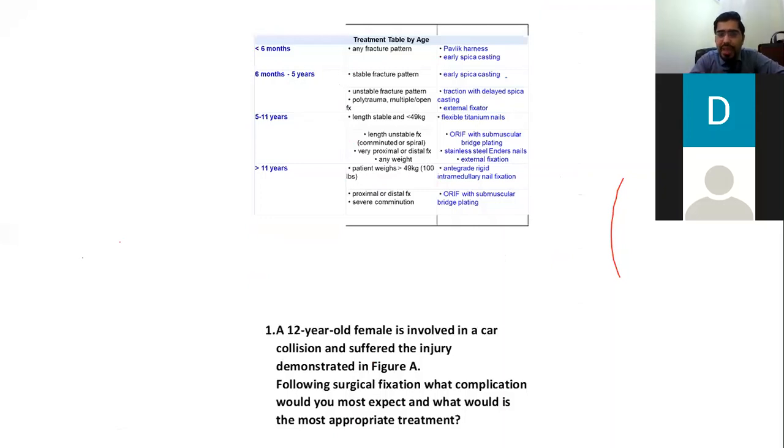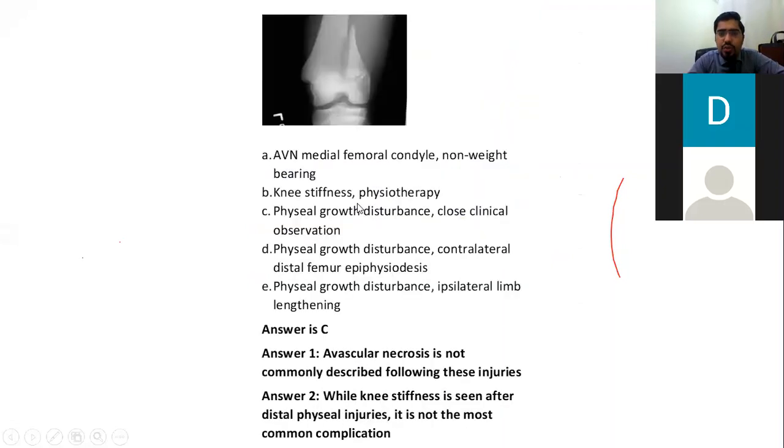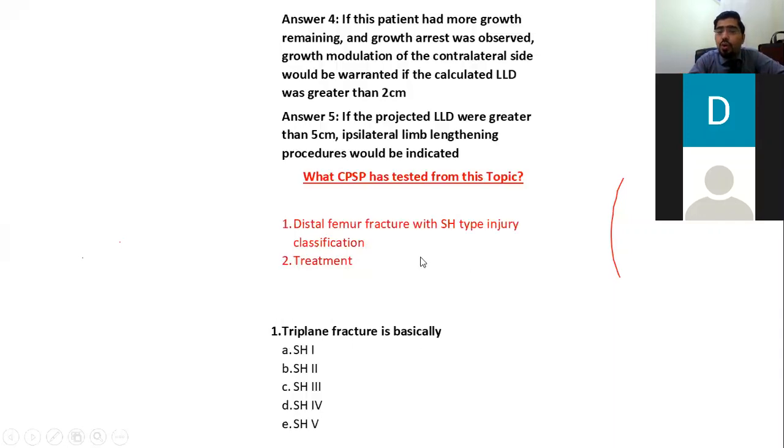So the question is next one, but I have given you this treatment. The next question was with respect to the image, and first of all you must know what the type is. This is a type 2 Salter-Harris fracture, the Thurston Holland fragment is visible, and the answer is C. Physical growth disturbance is a likely possibility, and close clinical observation will be done, because we know that it will go into deformity, but we can't decide the treatment right now. We will only do close observation.